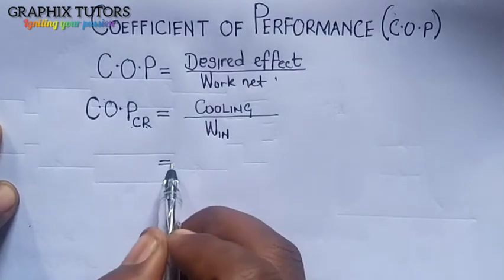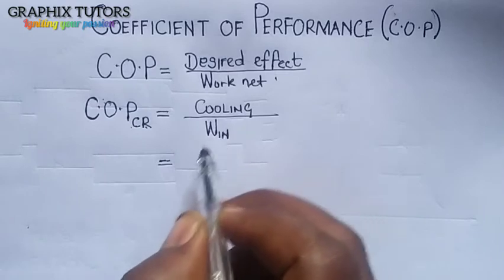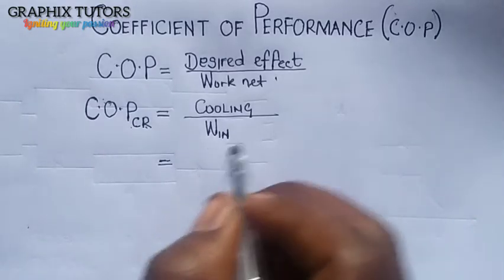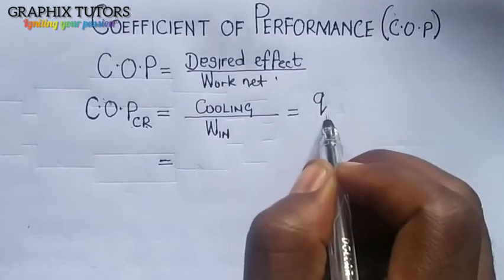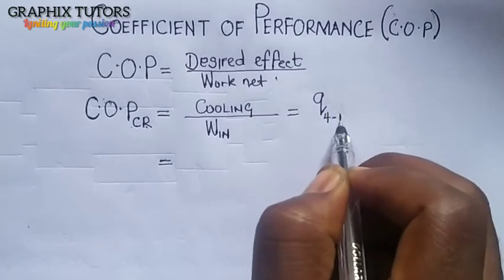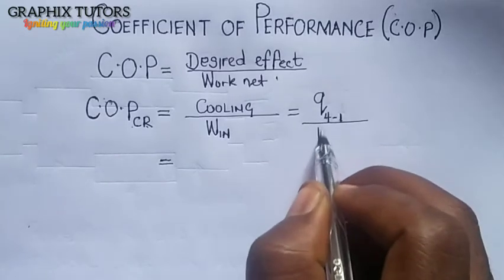Now this cooling happens in the evaporator, because we say evaporation causes cooling, right? It happens in the evaporator, and the evaporator happens in between state 4 to 1. Or before it goes to 4 to 1, cooling will now have Q. From here this will be equal to Q 4 to 1. That is where from state 4 to 1 there is cooling, right? Over the work in.